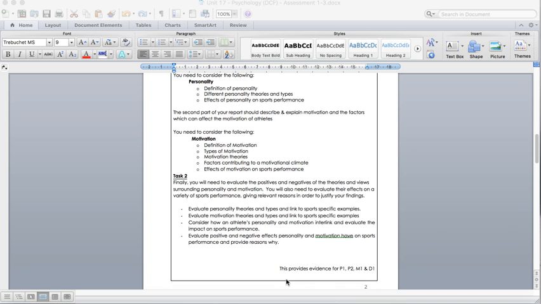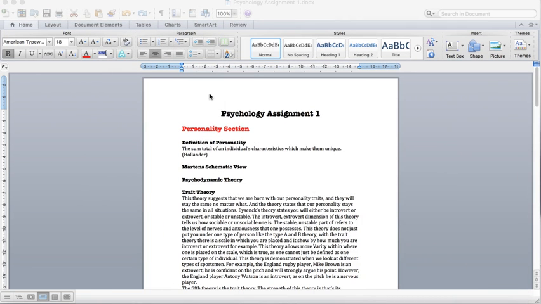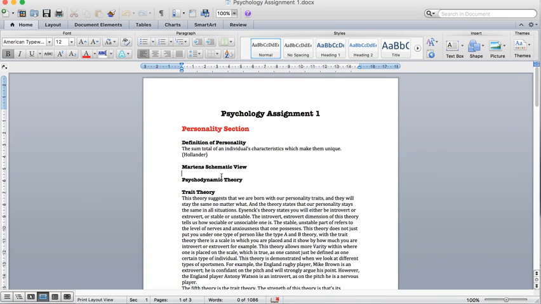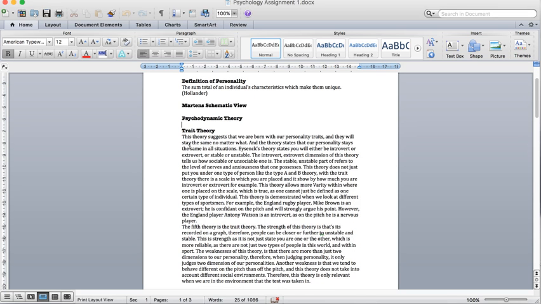So I'm just going to show you a layout that I've done that might help you in terms of how to structure it. Here I've got my psychology assignment 1, and you can see the very first thing I've done is I've defined what personality is. Then I've got my subheadings, so I've got to go on and do my schematic view. I haven't done that at the moment. Then I do need to do the psychodynamic theory, and then I've done the trait theory.